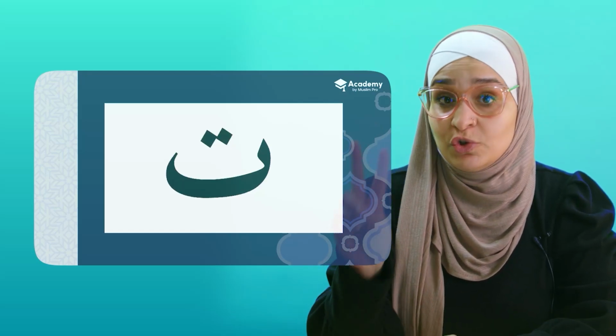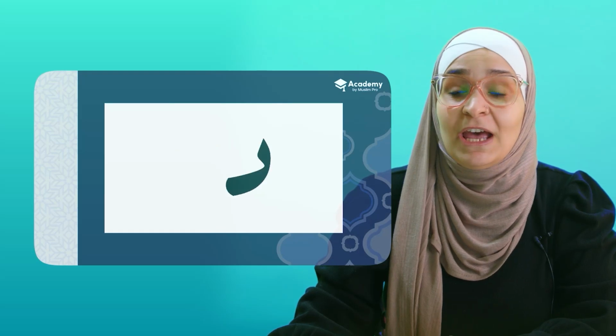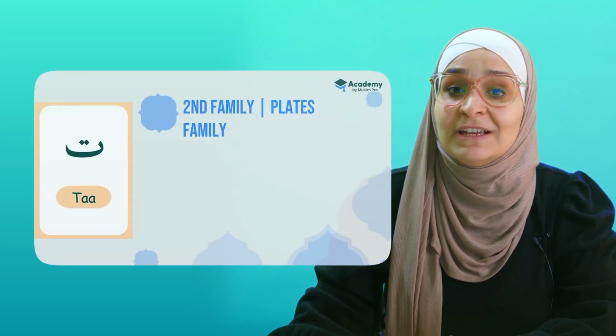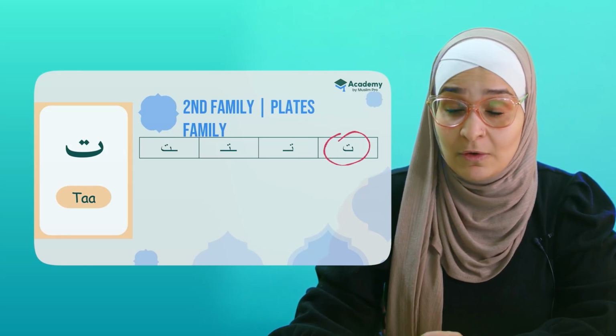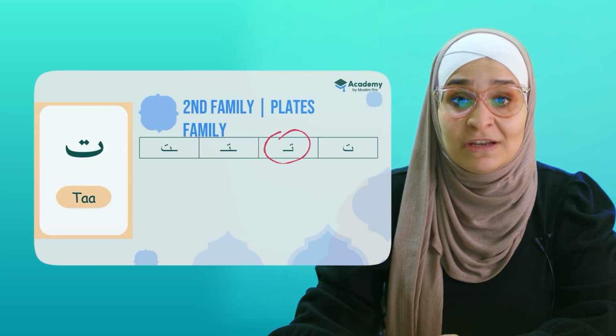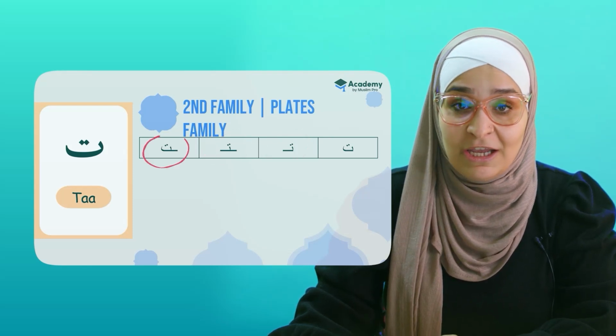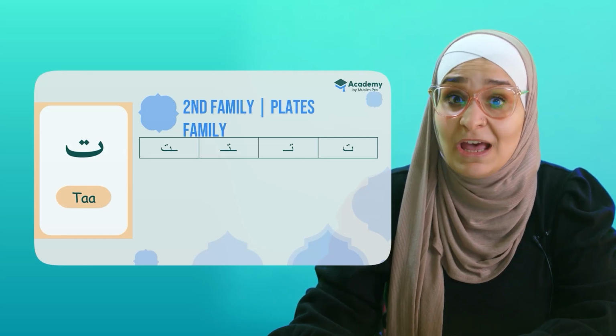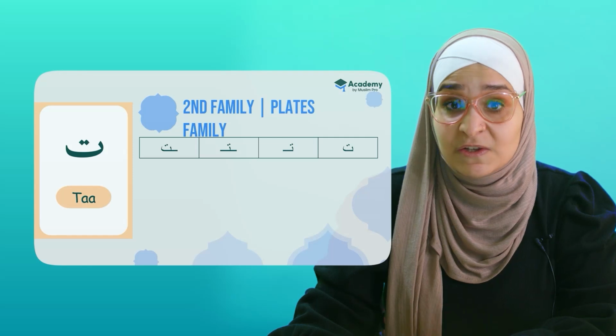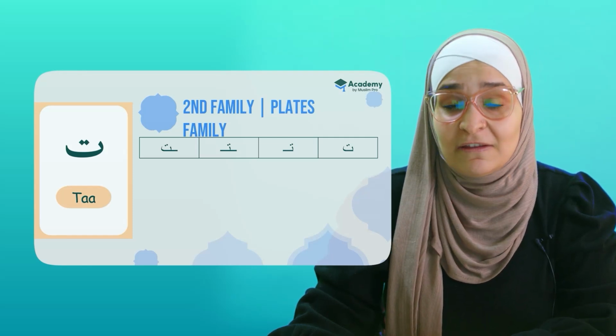To remember the difference between the ba and the ta: the ba has one dot, written below, but the ta has two dots, which means it's a ta. Two dots means it's a ta. So let's see how the ta is written in different positions. This is how the ta is written in independent position on the right, then initial position, then medial, then final. It's written exactly as the ba, which means there's no difference except for how many dots we have and the position of the dots. So the ta has two dots on top of it, and these are the four positions.